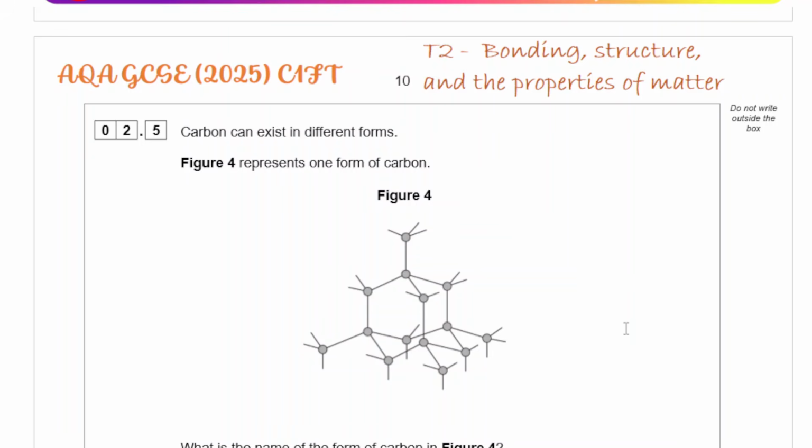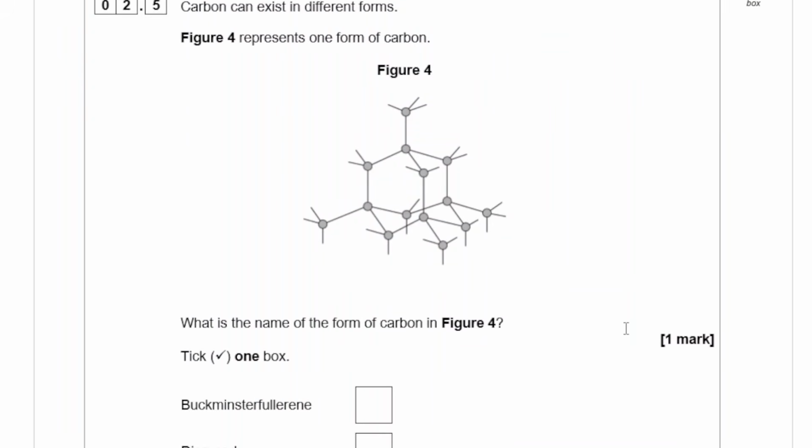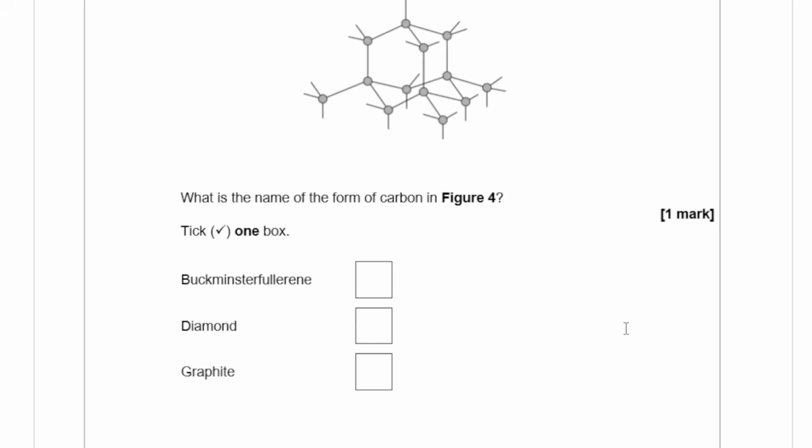Carbon can exist in different forms. Figure 4 represents one form of carbon. Now the diagram that is shown is that for diamond. What is the name of the form of carbon in figure 4? That would be diamond.